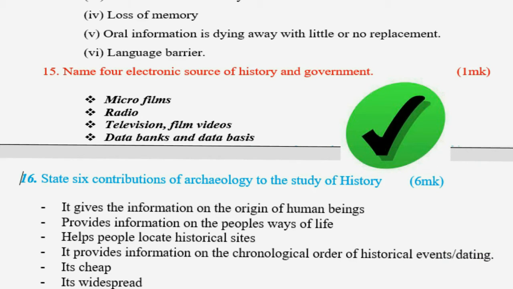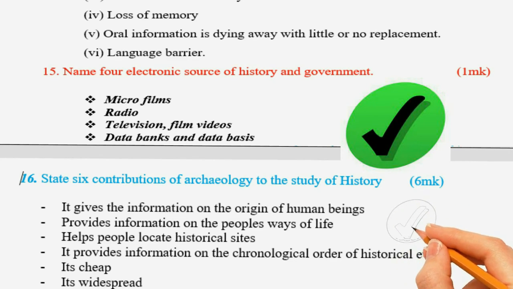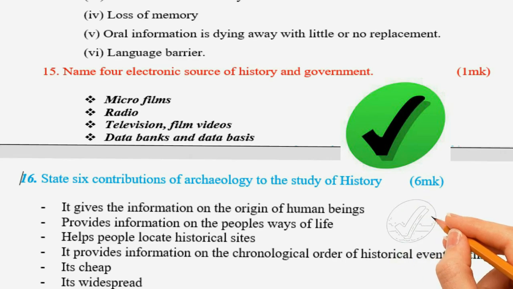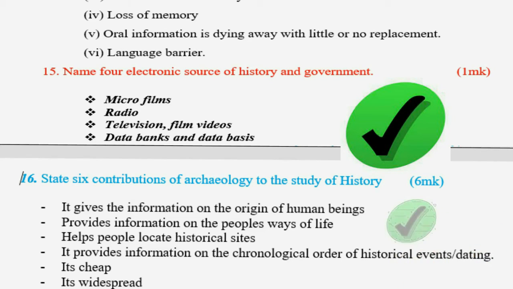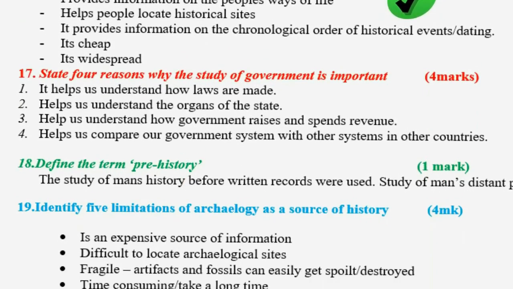It gives information on the origin of humans, provides information on people's ways of life, helps people to locate historical sites, provides information on archaeological wonders, historical event dating, then it is cheap, then it is widespread. Those are the six contributions of archaeology. Remember, archaeology is the study of the remains, like bones and material remains.